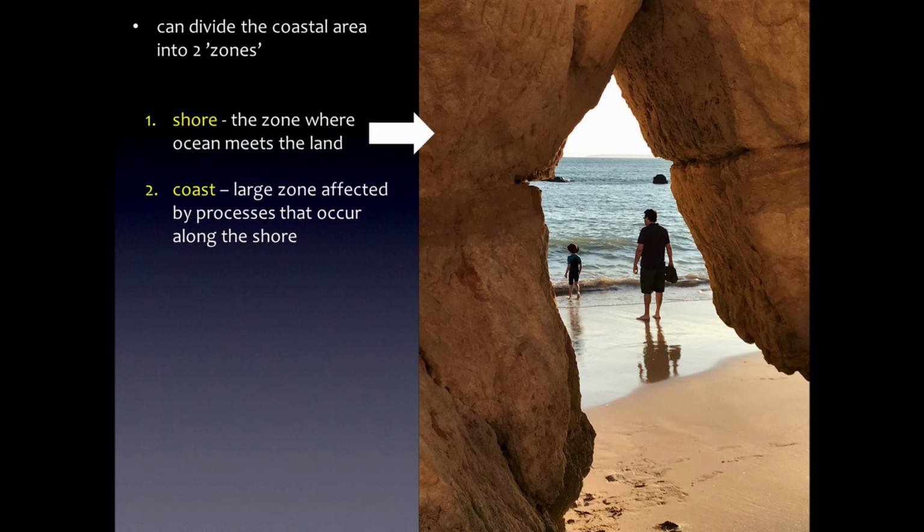Now that we've talked about sea level change and some of the factors behind sea level rise or sea level fall, let's take a look at the actual coastal area itself. We can divide the coastal area into two broad zones. One of the zones we see right here is the shore. This is the zone where the ocean meets the land. So it's that not very wide interface where the water runs up onto shore. You can see the little buoy there standing right along the shoreline. Coast, on the other hand, is a much larger zone and is affected by all processes that occur along the shore. We'll see an example of the extent of the coastal zone in the next slide.